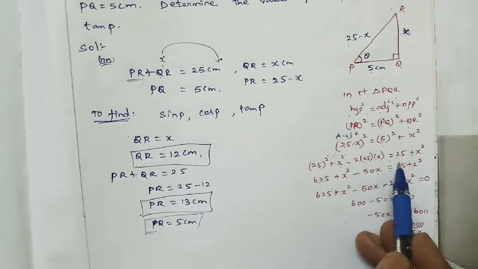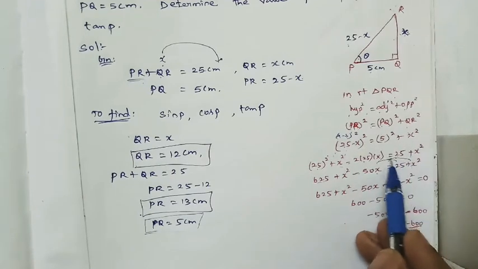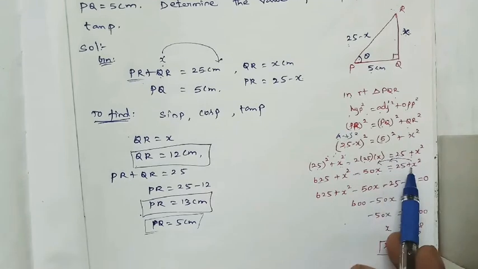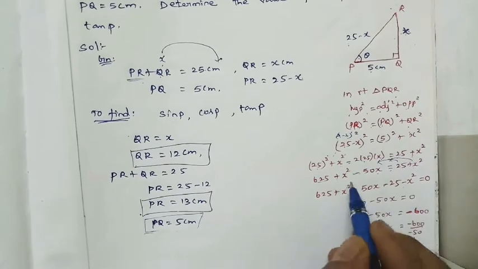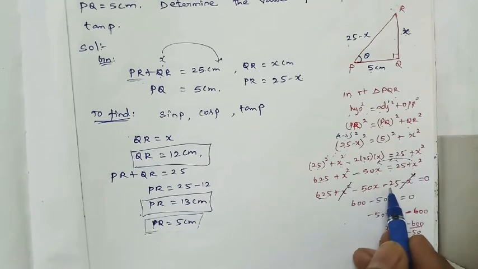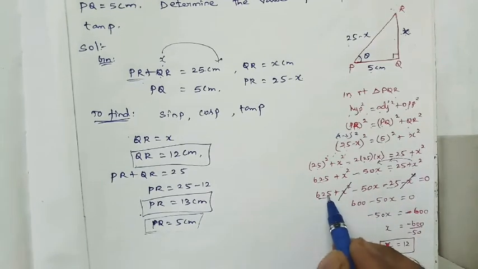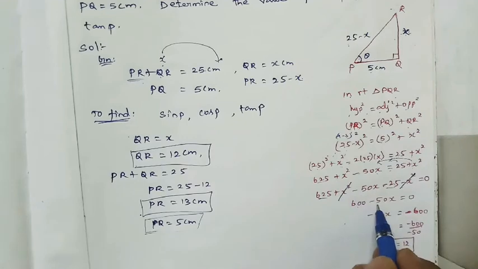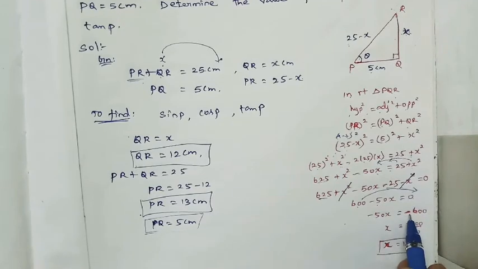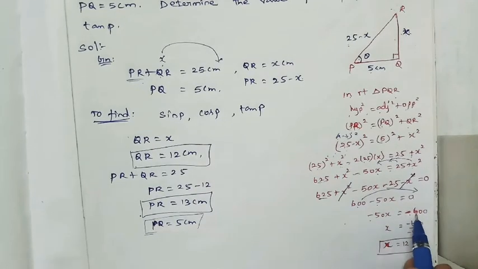I am just bringing that 25 and x square to the LHS, then plus 25 will become minus 25 and plus x square will become minus x square. Plus x square minus x square will get cancelled. So 625 minus 25, both are integers, 625 minus 25 is 600, minus 50x is equal to 0. Taking 600 to the RHS, plus 600 will become minus 600, right? So minus 50x is equal to minus 600.